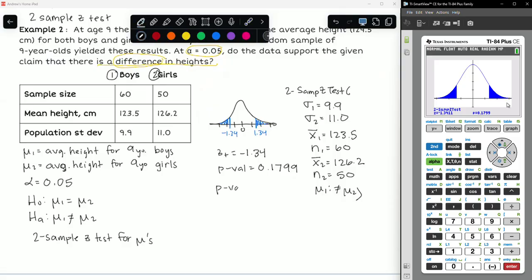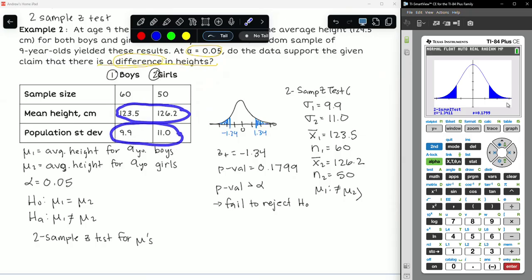Since our p-value is greater than our 5% level of significance, we fail to reject the null. Meaning these samples, with these sample heights and these measures of spread, do not provide convincing evidence that there is a difference in the heights of 9-year-old boys and 9-year-old girls on average.